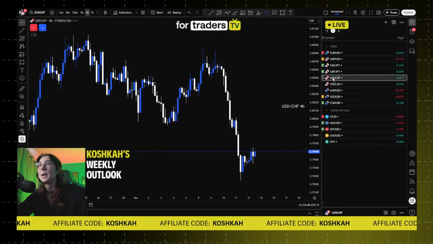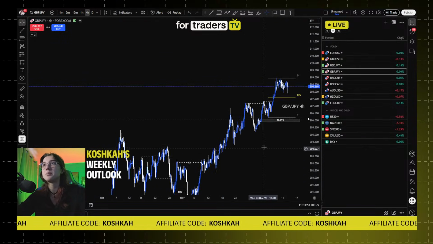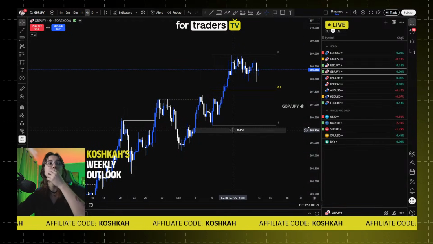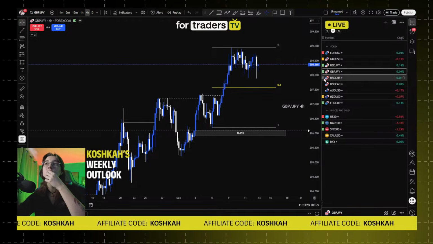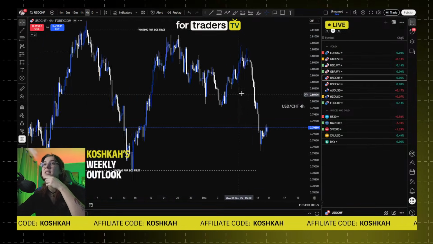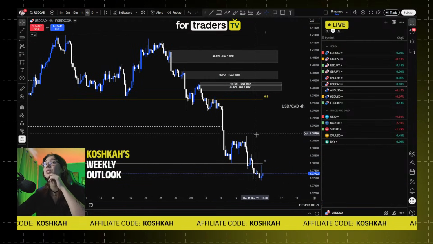Okay guys, so let's continue with the Forex pairs. So GBP JPY, exactly right here, what's going on? We continue to go up, where they analyze that. USD CHF, nothing. USD CAD, really, really aggressive.